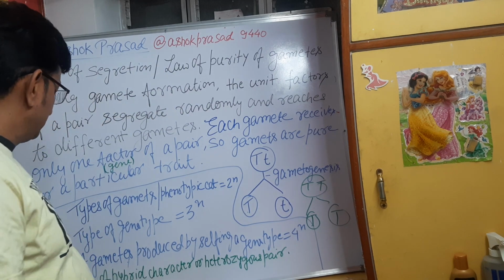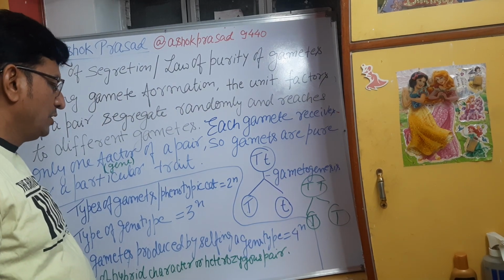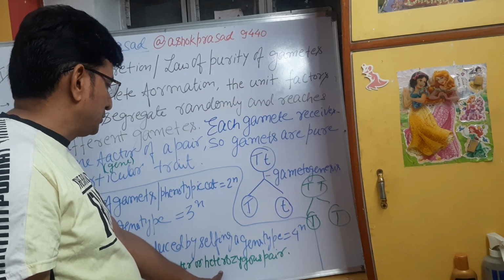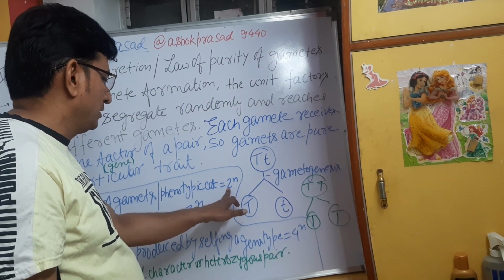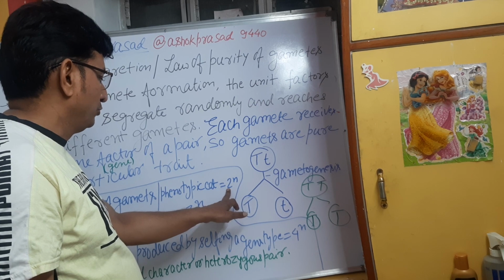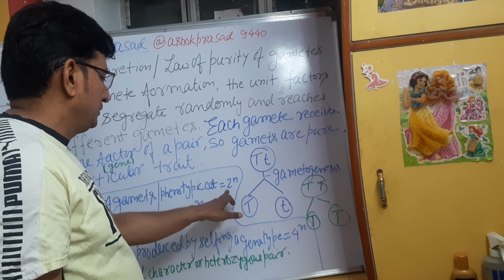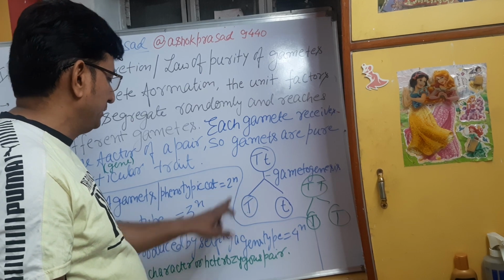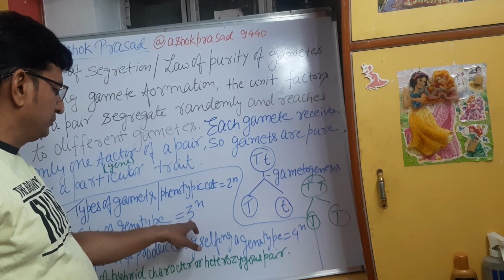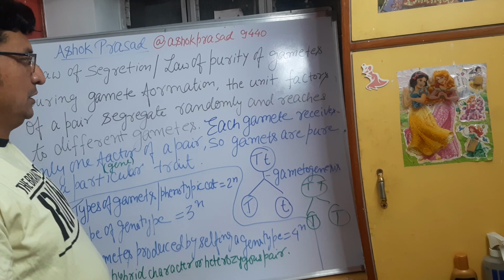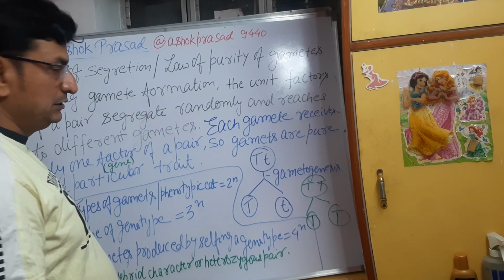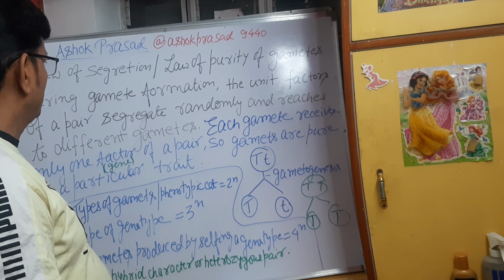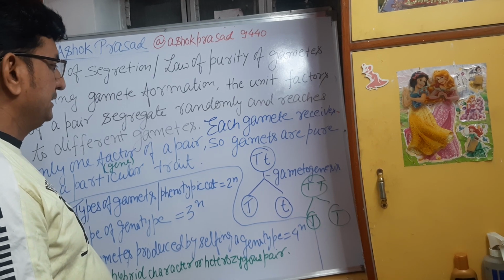Now what's n? N is the number of hybrid characters or heterozygous pairs. Suppose the heterozygous pairs are 2, this will be 2 raised to the power 2, that means 4. If it's 3, then 2 raised to the power 3 means 2 multiplied by 2 multiplied by 2, that will come out to be 8. In a similar way you can calculate this one or this one. So it's a very small topic, but it's very important. So I'm sure this second law of segregation must be clear.